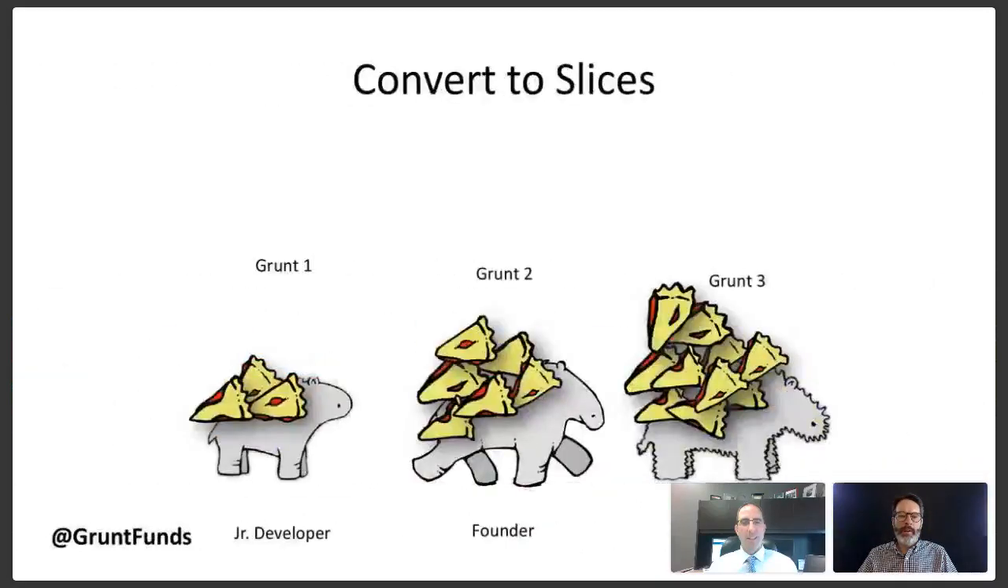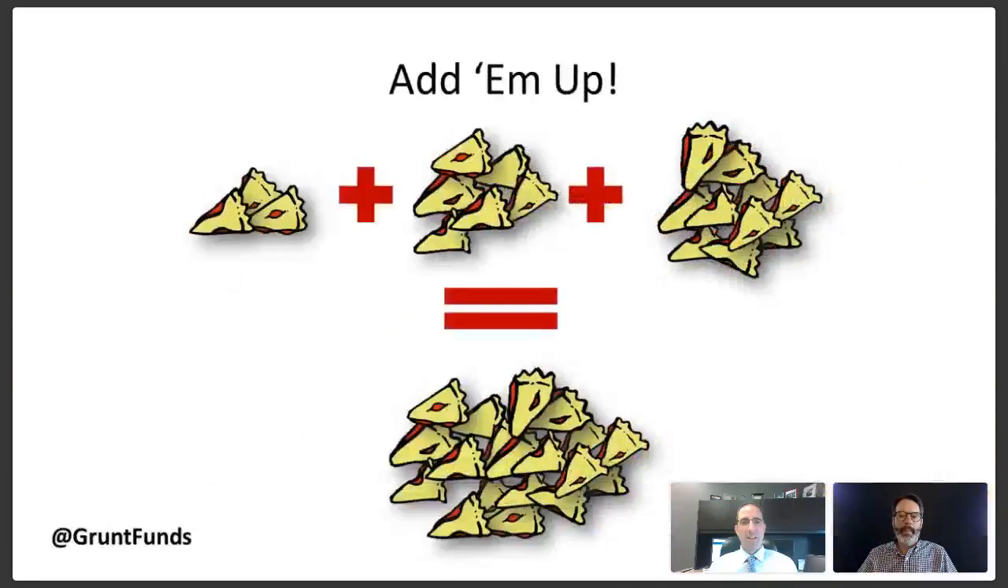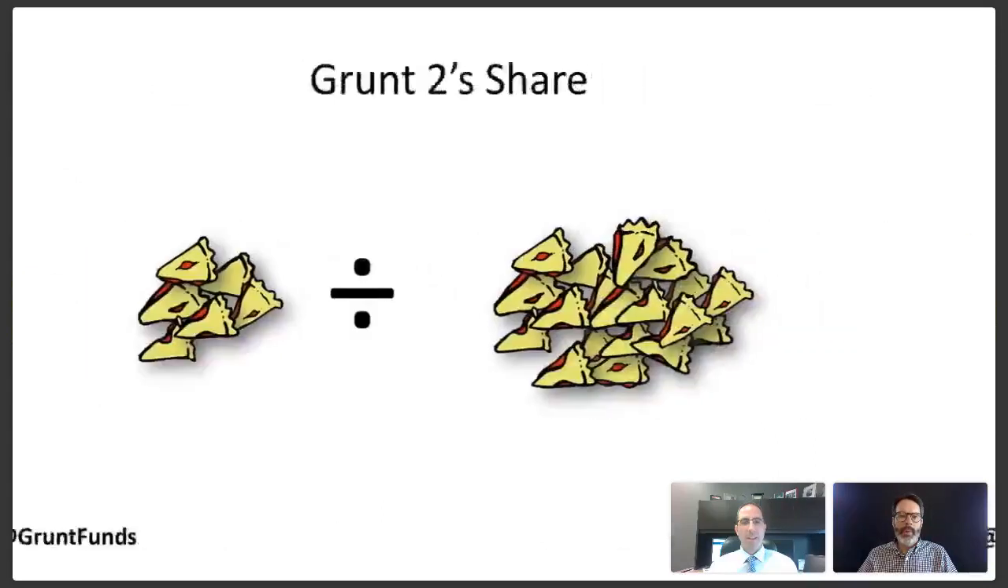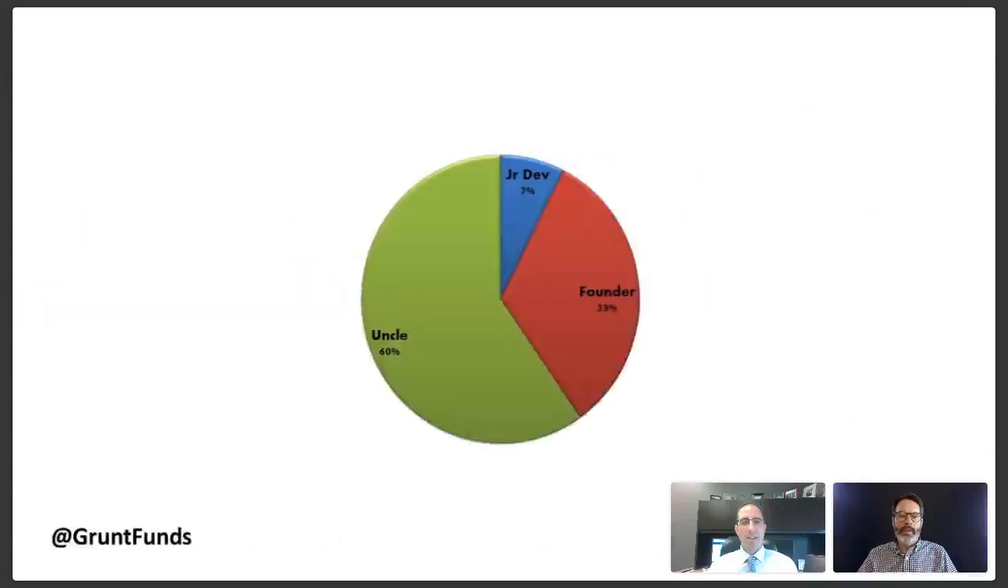There they are. You add them all up to find how many slices you have in your pie. And you divide each person's share by the total to determine your share. So the number 1 share is this. Number 2, number 3. So now the pie looks like this.